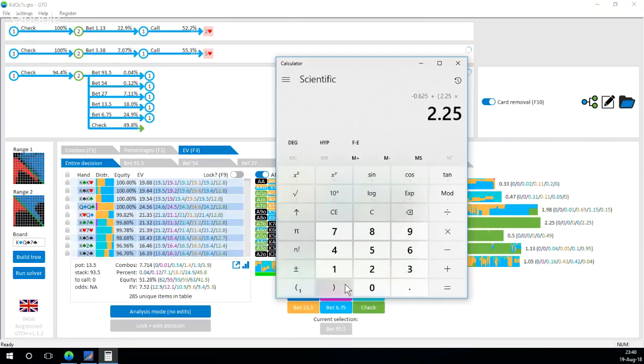You take the amount that they're overfolding by, which is going to be 80 minus 66.6, and you divide that by 33.3, and we calculate it, and we get a positive EV there.